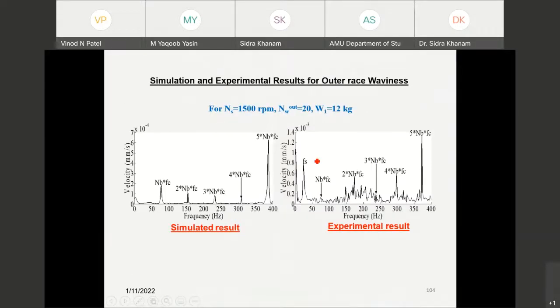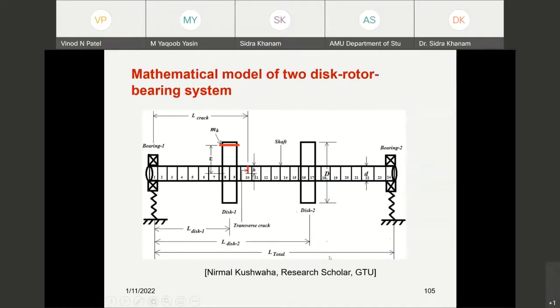And we can find that when the waviness order is 20 and the load acting is 12 kg, we can find these peaks at cage frequency multiplied by the number of balls, in both cases, the simulated result as well as the experimental result.